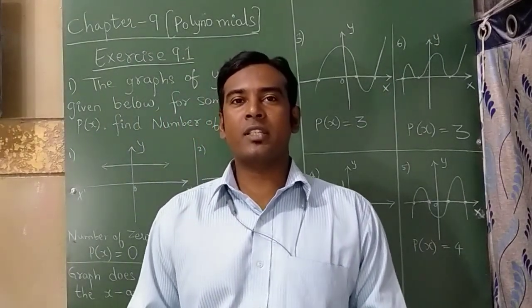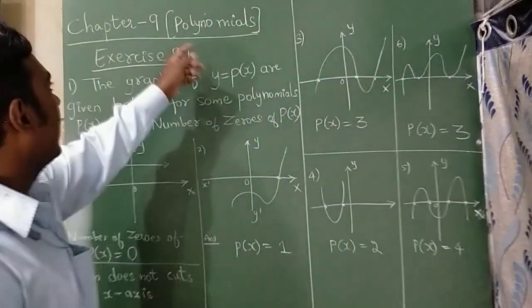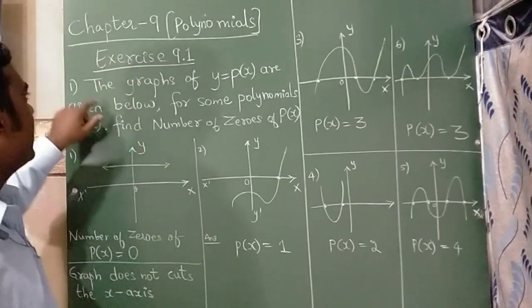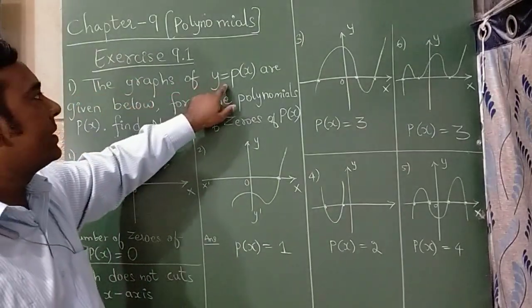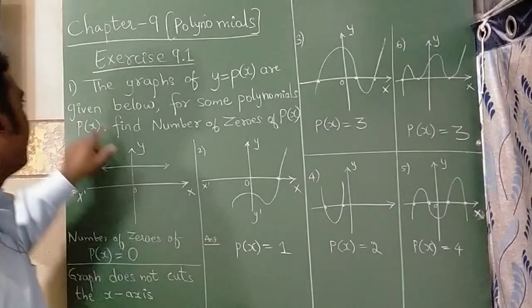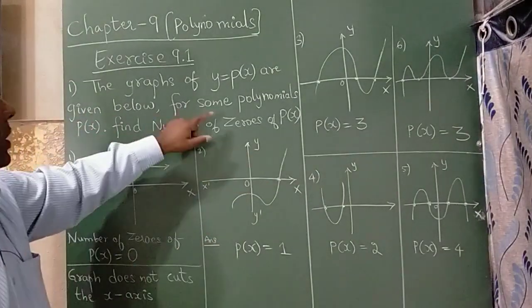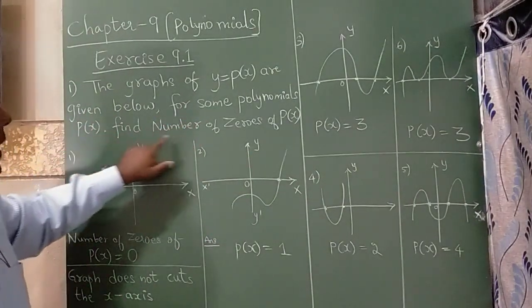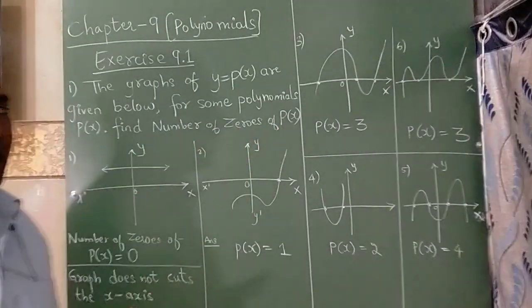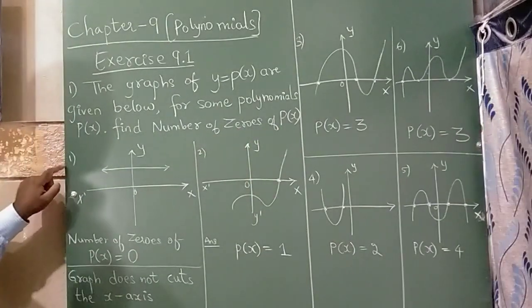Today I am going to teach the polynomials chapter. Okay, now the first exercise is: the graphs of y equals p of x are given below. For some polynomials p of x, find the number of zeros of p of x. This is the first question.